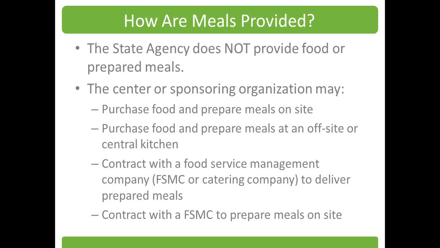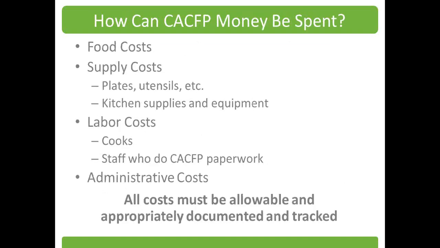You have some flexibility in how you use your CACFP reimbursements. However, it's important to make sure that you're spending your money on allowable and approved expenses. The most common expense, and where most of your money should be going, is food. Again, this applies to food you buy at the grocery store, food that's delivered by a distributor, or meals that are prepared by a caterer.